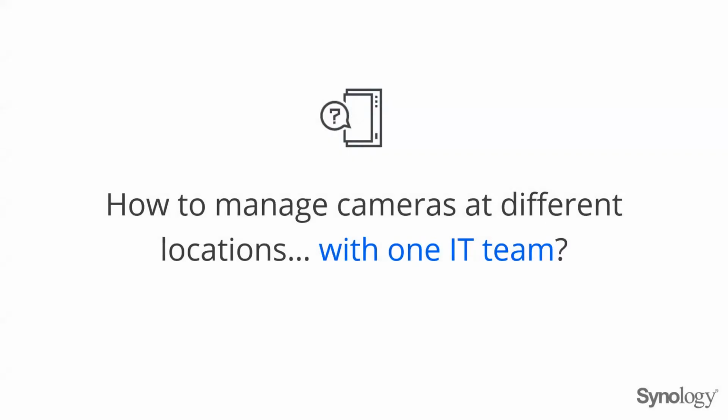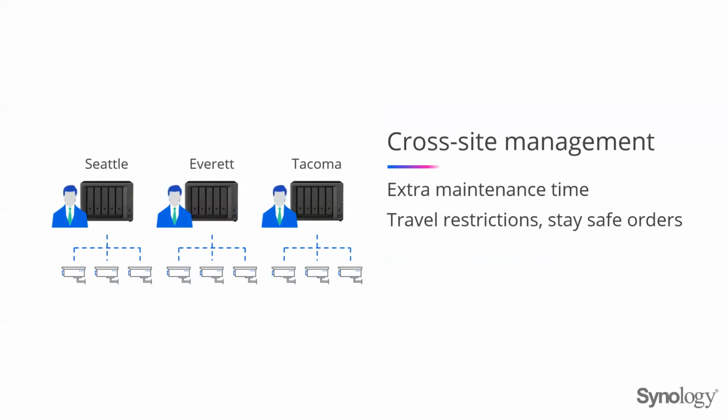Now, let's shift gears here for a moment and look at another question that we've been getting a lot of lately. How can we manage cameras at different locations with a singular IT team? Now, here's the issue. This client has 3 offices located in Seattle, Everett, and Tacoma. Now, if you're unfamiliar with the area, Everett and Tacoma are about 45 minutes away from Seattle in opposite directions. Now, that makes for a lot of time just spent traveling between sites in an average business day.